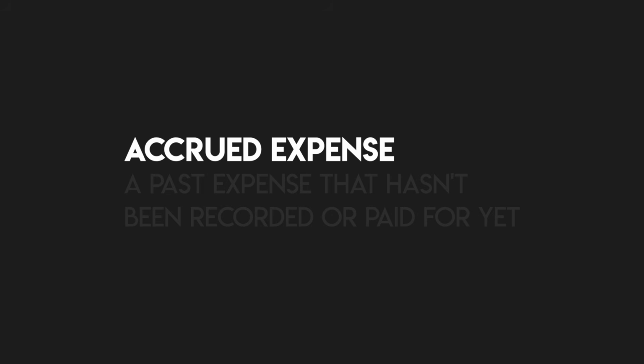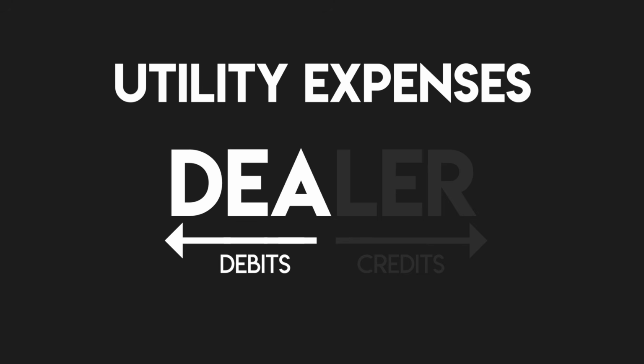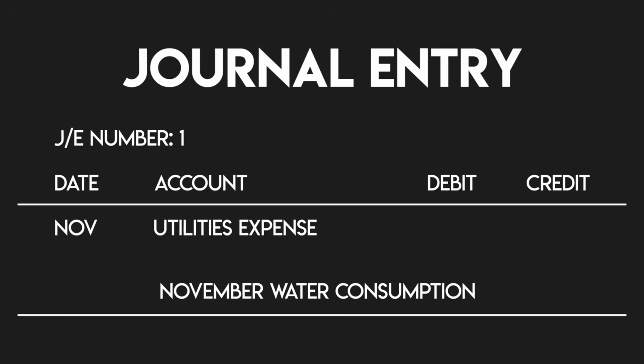And how do we do that? We post a journal entry. We need to recognize a utilities expense in our income statement. Water normally costs us $50 per month. So we need to increase our utility expenses by $50. Expenses are the first E in DEALER, normal debit accounts. So debits increase them and credits decrease them. Our utility expenses need to go up, so we debit our utilities expense account by $50.